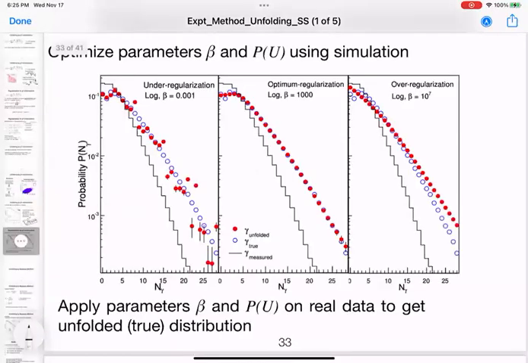So let me show you one example of how we parameterize using this beta and these regularization terms.